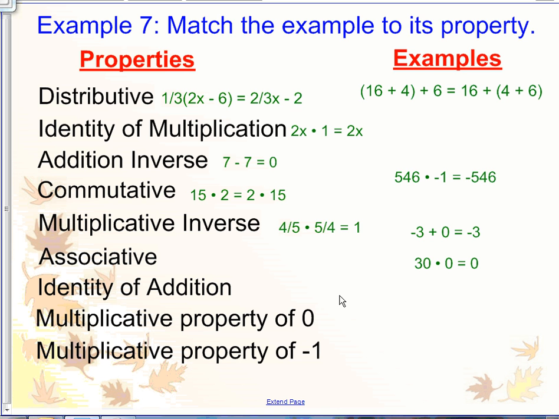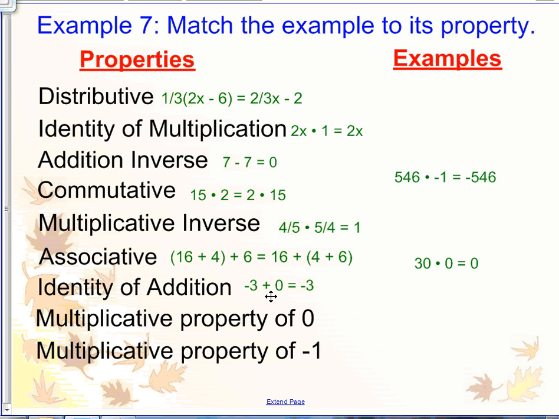The associative property would be this one. The identity property of addition, remember that's the one where you are adding 0. Okay. The multiplicative property of 0, where you're multiplying something times 0. And last but not least, the multiplicative property of negative 1. All right, that's everything you need to know about the properties of real numbers.